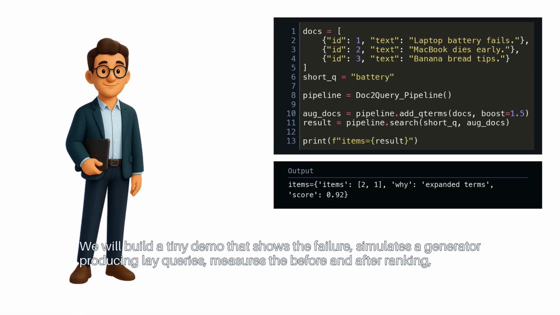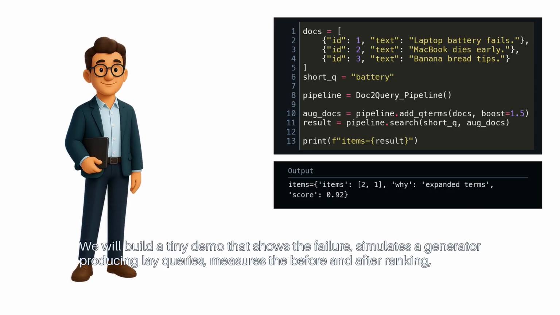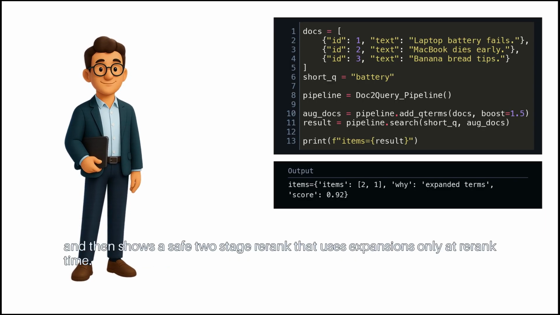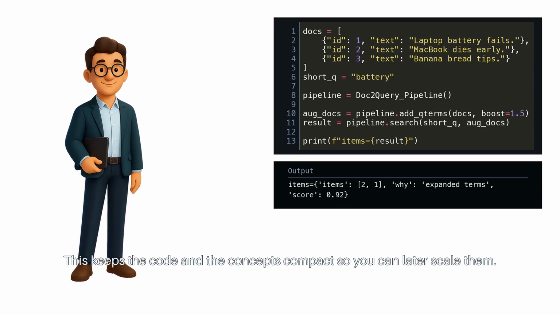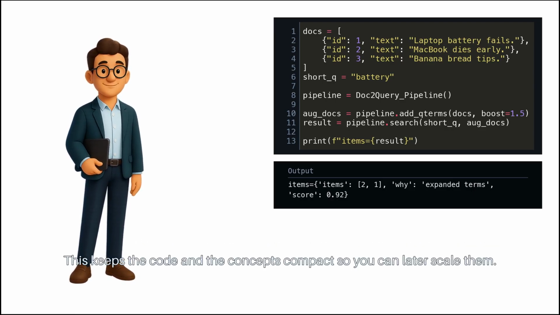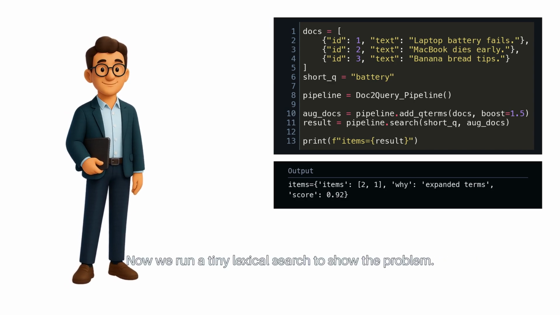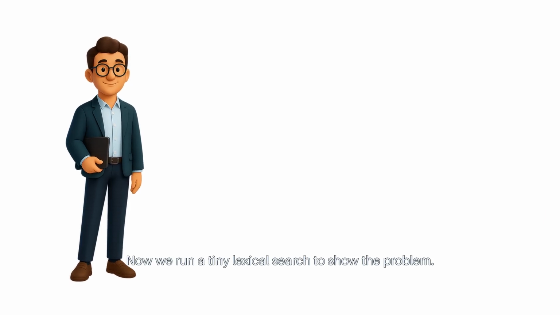We will build a tiny demo that shows the failure, simulates a generator producing lay queries, measures the before and after ranking, and then shows a safe two-stage re-rank that uses expansions only at re-rank time. This keeps the code and the concepts compact, so you can later scale them. Now we run a tiny lexical search to show the problem.